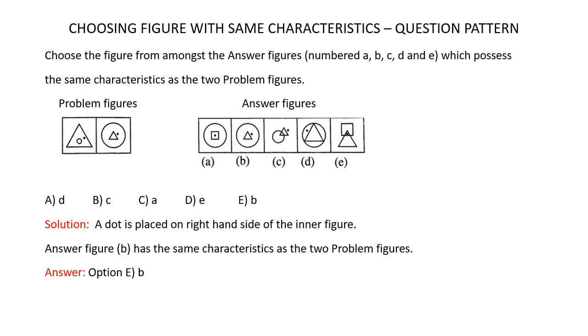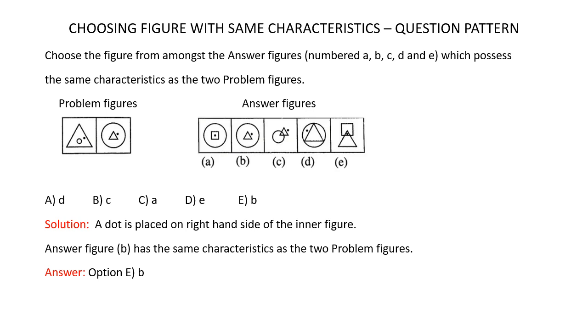This is the question pattern of the second type of questions in classifications, which is choosing figure with same characteristics. Choose the figure from amongst the answer figures numbered A, B, C, D and E, which possess the same characteristics as the two problem figures. Here you are given five options and you have to find out which of these options is the correct one.